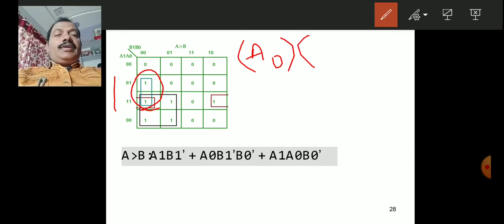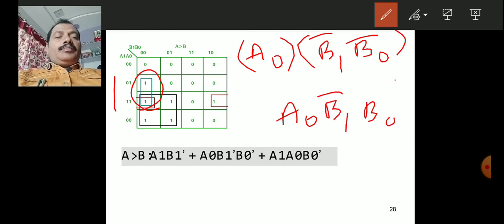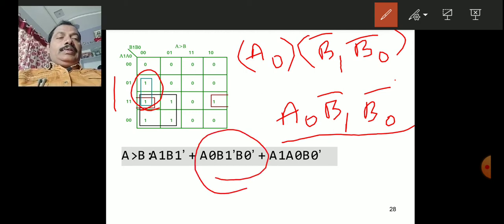Next, on the column side, you write only the single column, that is B1 bar and B0 bar, so that means A0, B1 bar, B0 bar. So this is the term for this pair. This is the one we have in the equation: A0, B1 bar, B0 bar.